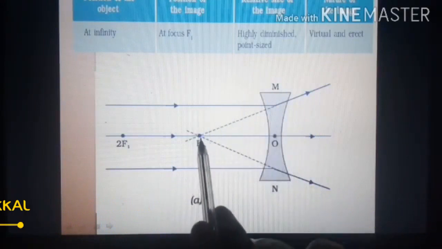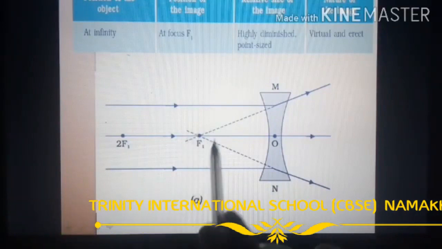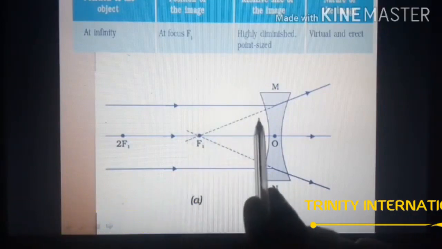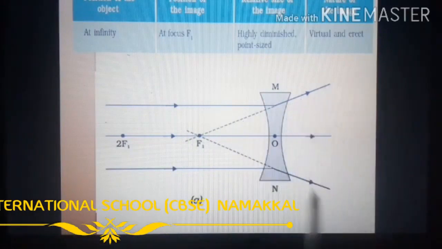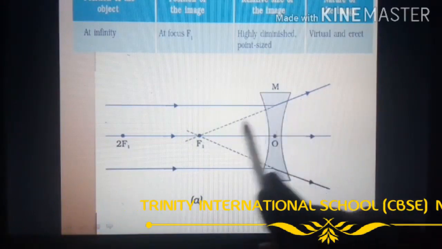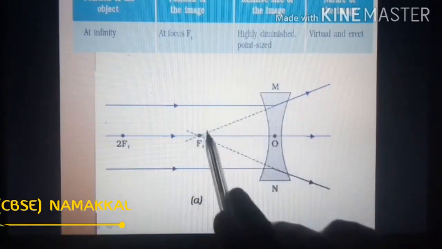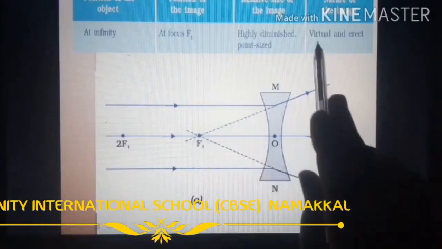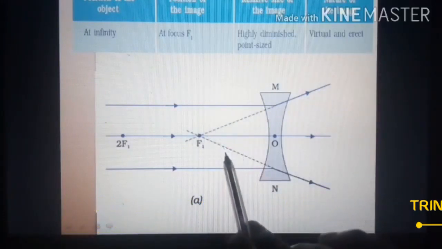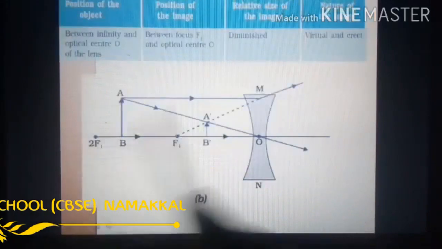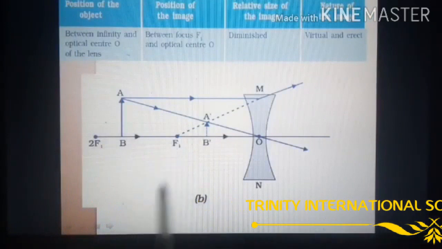So it will be focused at the focus. It is point sized, and this is not a real image. After refraction the rays go in this direction. By convention we extend these lines and they meet at the point F1. So it is called virtual. A virtual image is always erect, upright, and here it is point sized. So this is the first case. The next case is any point between infinity and focus.